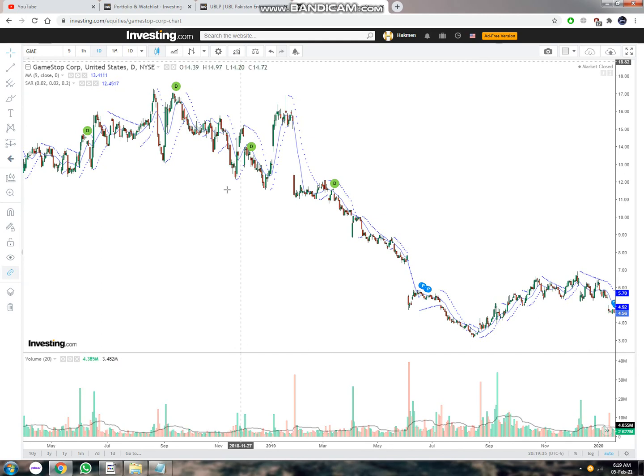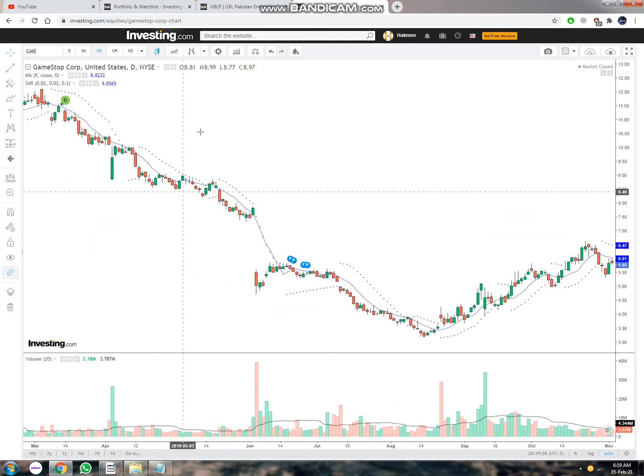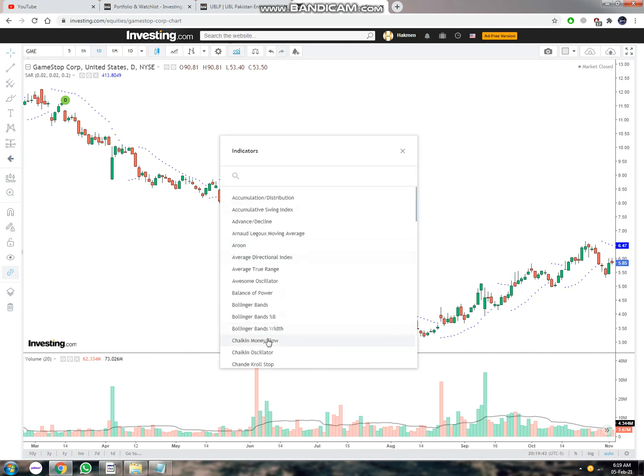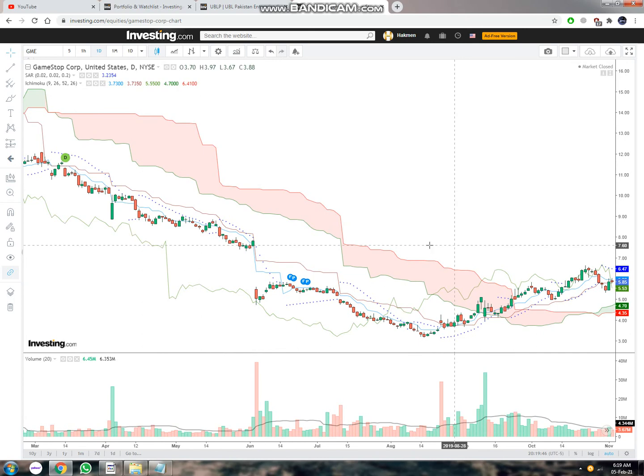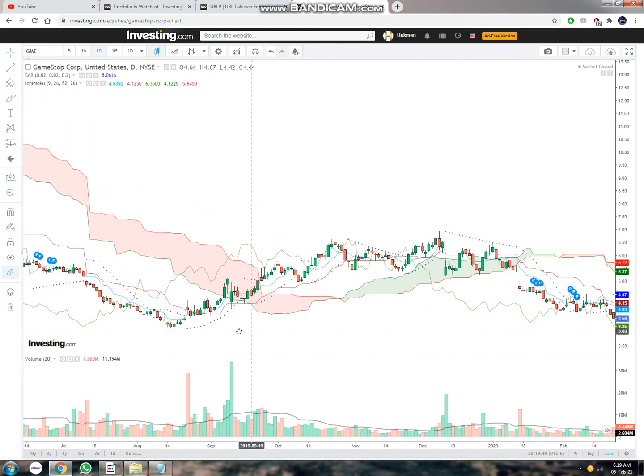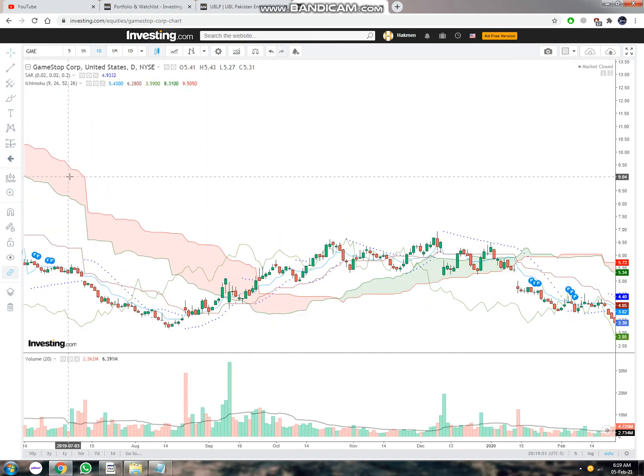You can also enter into the market by using the Ichimoku cloud. I also use the Ichimoku cloud and the parabolic SAR. At these areas, whenever the candlesticks are trading below this cloud, you will have to short your position. Whenever they cross above this cloud, or are trading above the cloud, it means that the market is now moving in an upward direction.